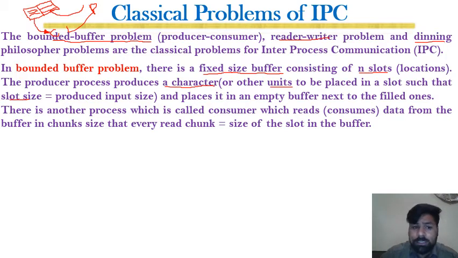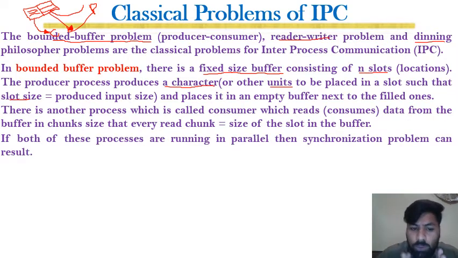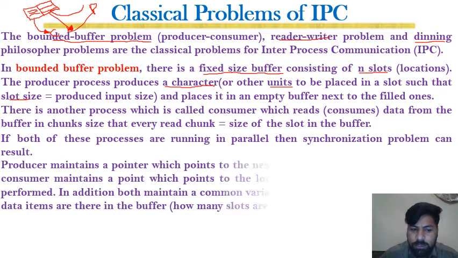For that reason we can say that the slot size must be equal to the operational data unit of a read or write operation. For example, if a producer produces one character, the consumer must read only one character in one read operation, and every slot of the buffer can only hold one character. But if both of these processes are running in parallel, then synchronization problems can result. We'll discuss in a little while how these problems are generated.